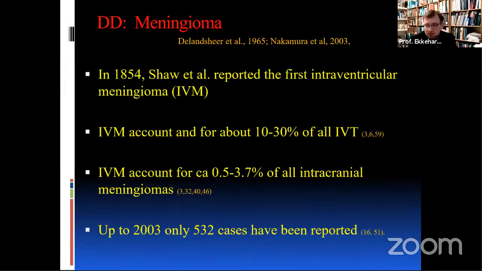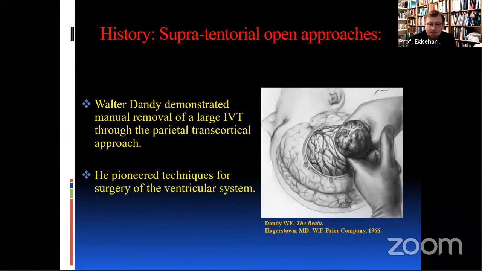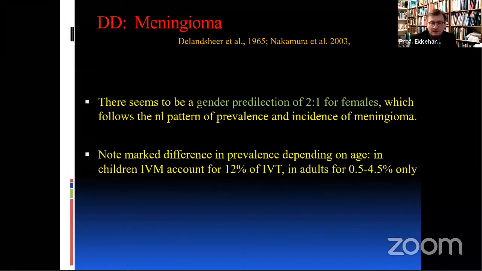And meningiomas have been known to occur in the ventricle for about 150 years. They make up about 10 to 30% of all intraventricular tumors, but only about 1% of all intraventricular meningiomas. So none of us has a big series in this in the real world. One of the first ones, again, to report on this topic is Dandy. He was actually quite creative and showed us how to address this initially with rather crude manual removal. But we have learned a lot since.